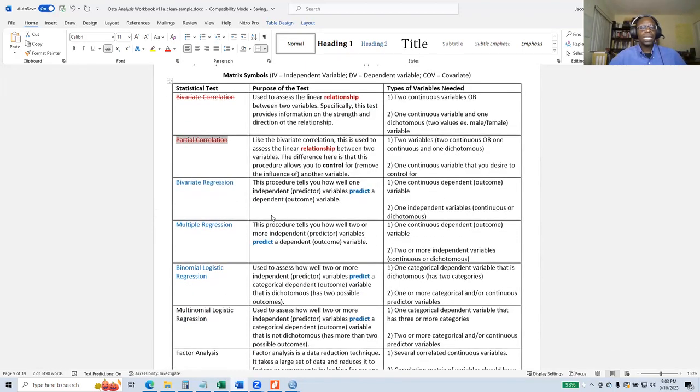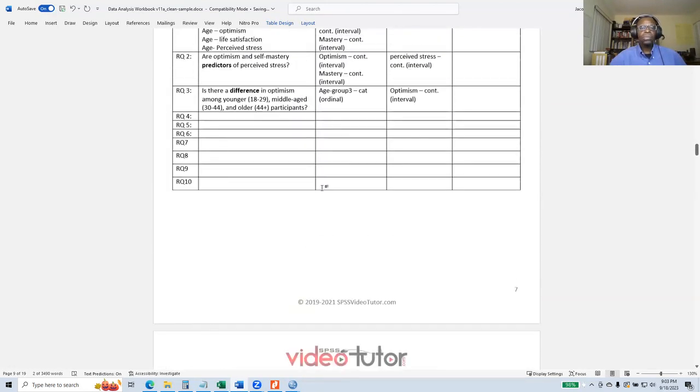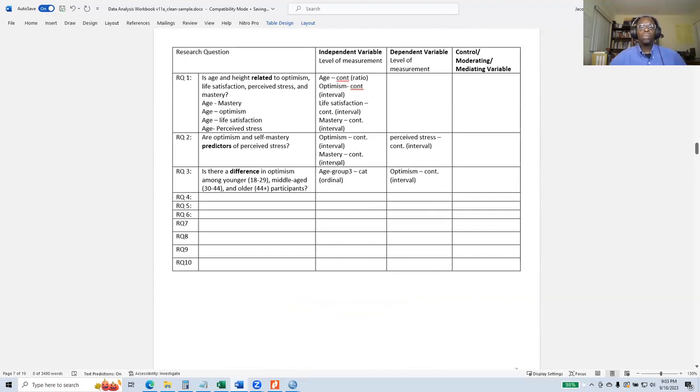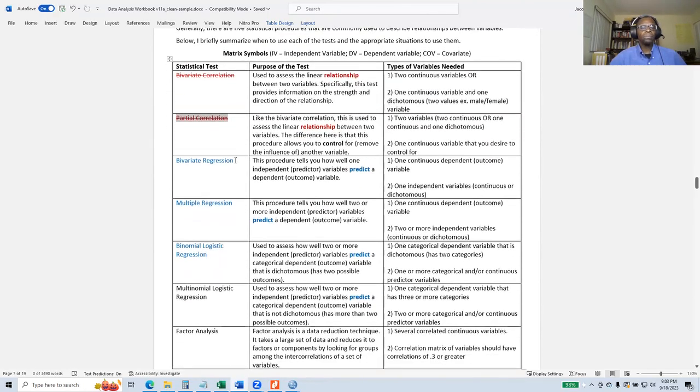All right. Now, bivariate regression. This procedure tells you how well one independent predictor variable predicts a dependent outcome variable. So you've got one continuous dependent variable and one independent variable. We have two predictor or independent variables. We only need one for bivariate, but we have two. So bivariate is out.